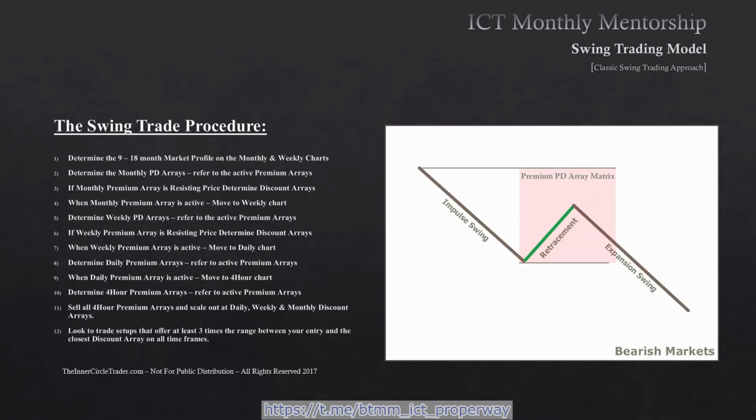Okay, you're going to look to trade setups that offer at least 3, preferably more, times the range between your entry and the closest discount array on all time frames. So you're basically framing your risk to reward to be at least, for $1 risk, you're trying to make $3 or more. Preferably, between you and I, you want to look for things that have like 5 to 1 reward to risk.